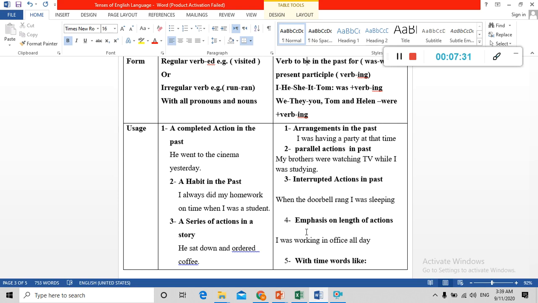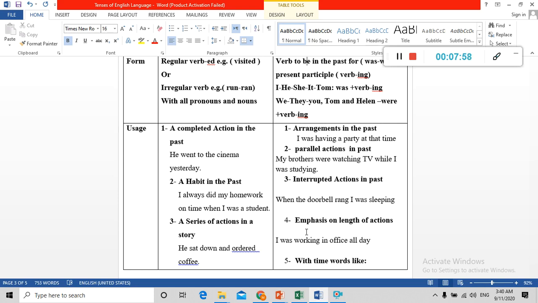As you can see here, the ringing of the door cut the sleeping, interrupted the sleeping. The sleeping was continuous. When they came, when they visited us, I was drinking my coffee. So I was continuous in drinking my coffee, then they visited us.